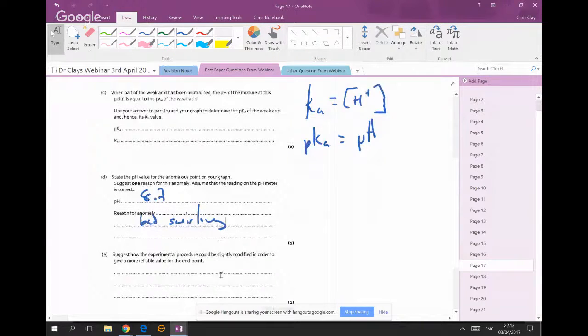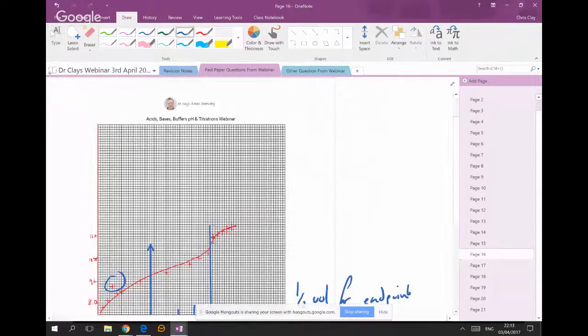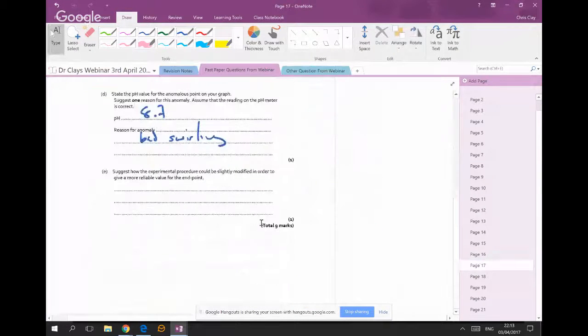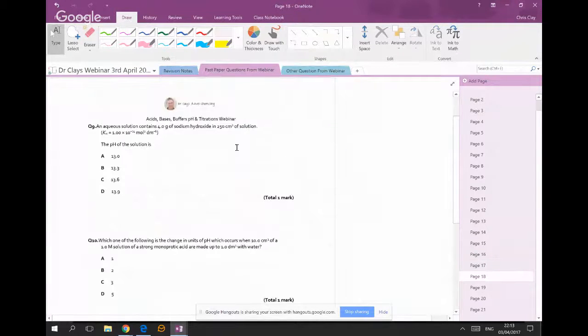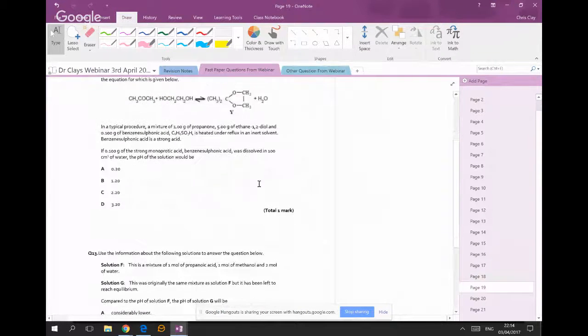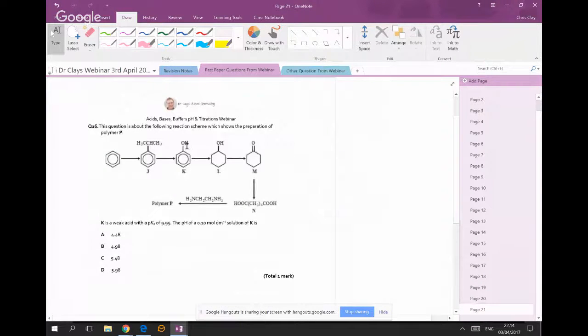Suggest how the experiment procedure could be slightly modified in order to give a more reliable value. The only thing here when you look at this graph is at the end point, which is actually here, there's very few points put in. So increase the number of points at the end point would be worth including. I'm not going to go through the multiple choice, but there are 9, 10, 11, 12, 13. There are several multiple choice questions to have a go at the end here. The resources will be available for you to have a look at.